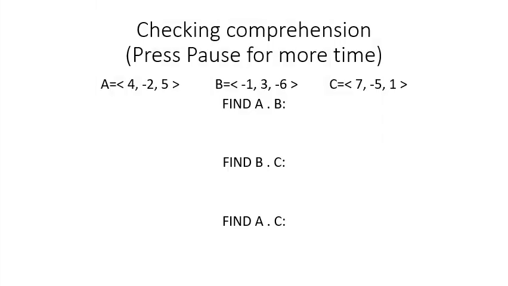Now try to solve this question. Three vectors I have given. Vector A is 4, minus 2, 5. Vector B is minus 1, comma 3, comma minus 6, so minus 1 i, 3 j, like this. No need to mention the rest. And vector C is 7, comma minus 5, comma 1. So what is A dot B, B dot C and A dot C?